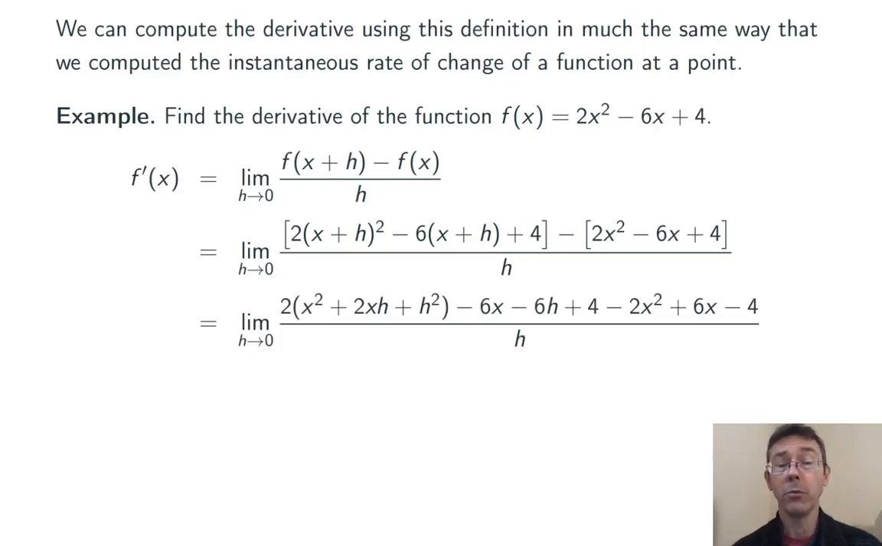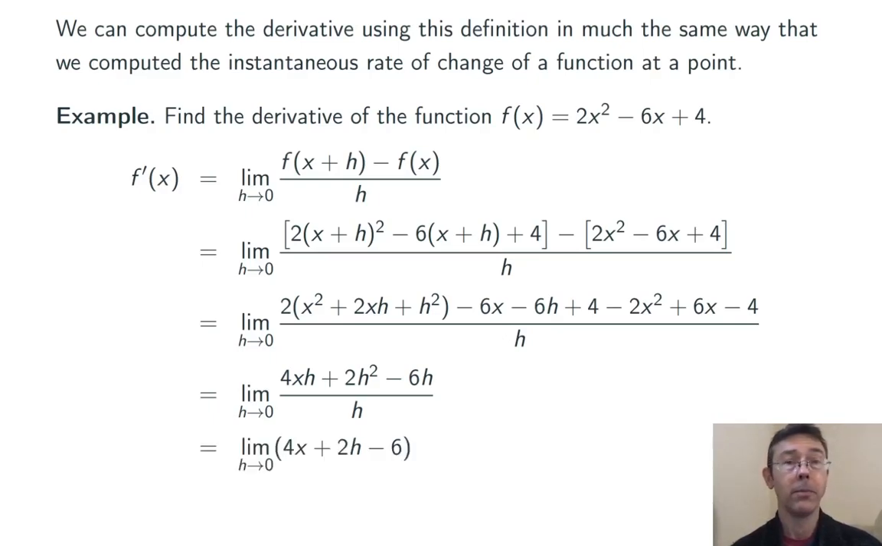I'm going to FOIL out in the numerator. x plus h squared is x squared plus 2xh plus h squared. And distribute the negative 6 and then that negative sign on that last bracket. Distribute the 2 and then combine like terms to get to a place where every term in my numerator has an h. Then I factor out that h and cancel, and I'm left with the limit as h goes to 0 of 4x plus 2h minus 6. Now I am in a place where I can use my limit laws and plug in h equals 0. Overall, I get f prime of x is 4x minus 6. Notice in this case, the derivative f prime is just the equation of a straight line.